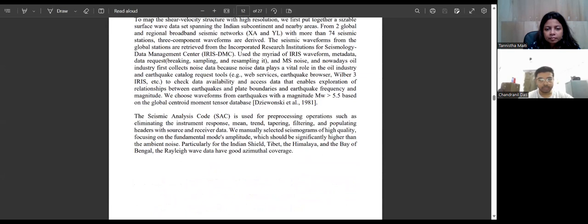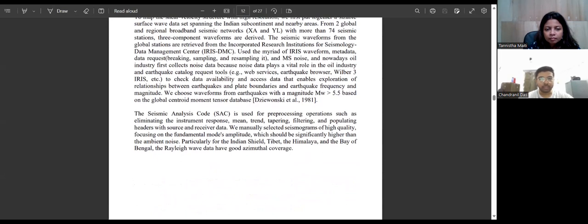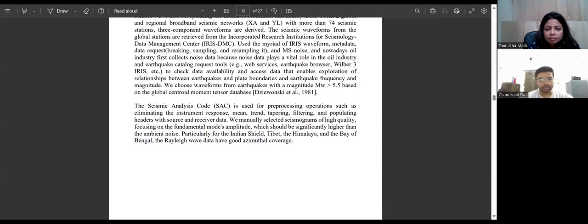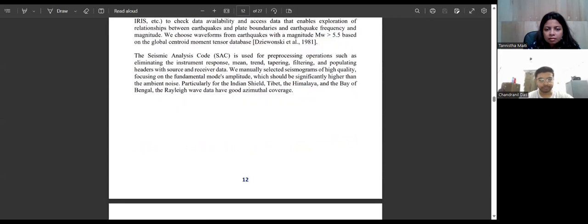Starting with a bit of pre-processing, which for a small amount of data was done manually, and for the greater part, that is the main data that I worked with, that was mainly done with seismic scripting, because pre-processing that amount of data manually is not possible. So that is what was done. The pre-processing mainly includes instrument response, mean, trend, tapering, filtering. These are the things included in it.